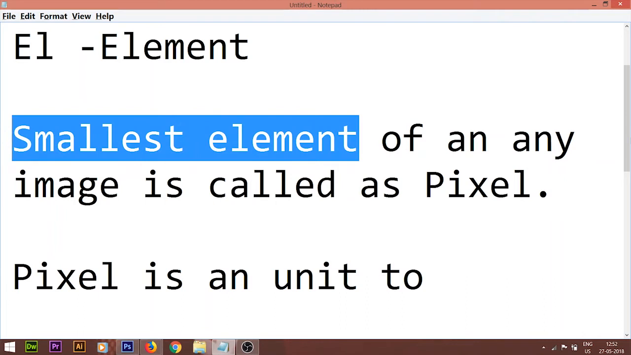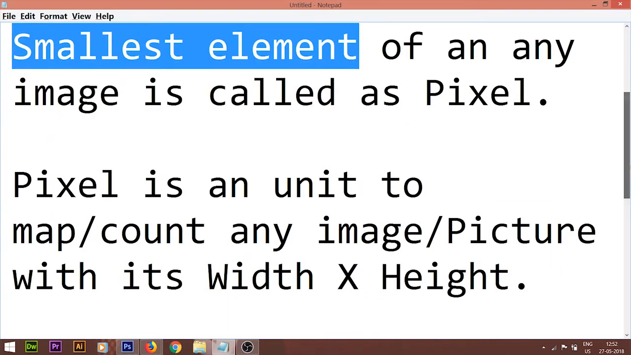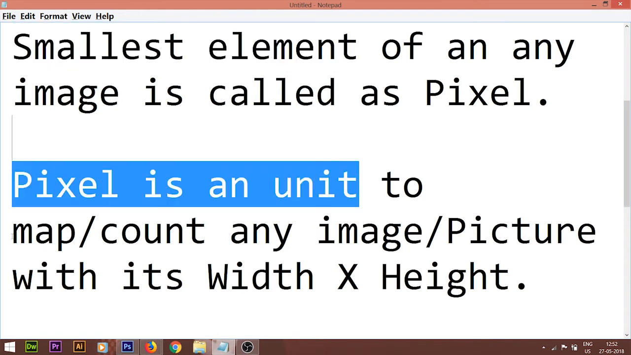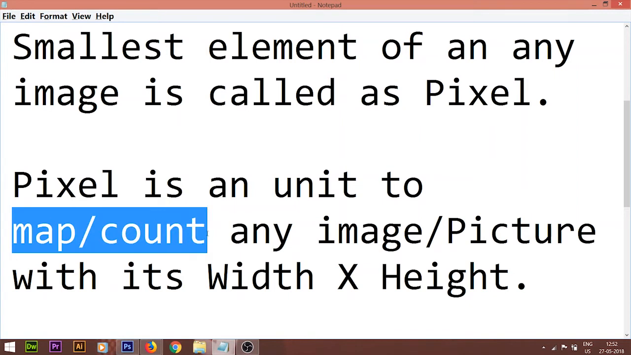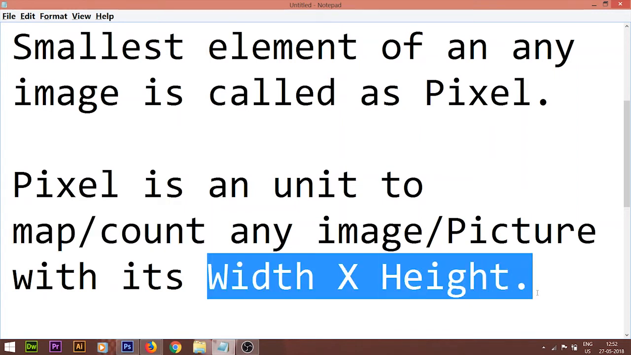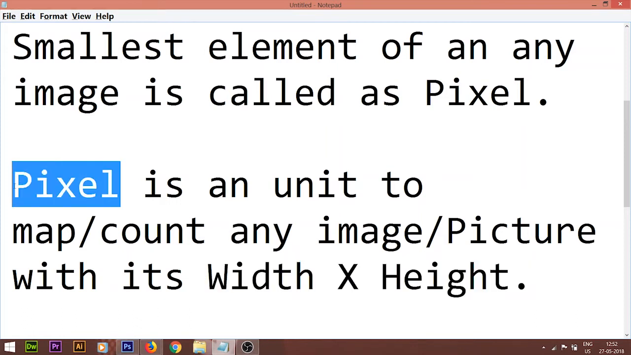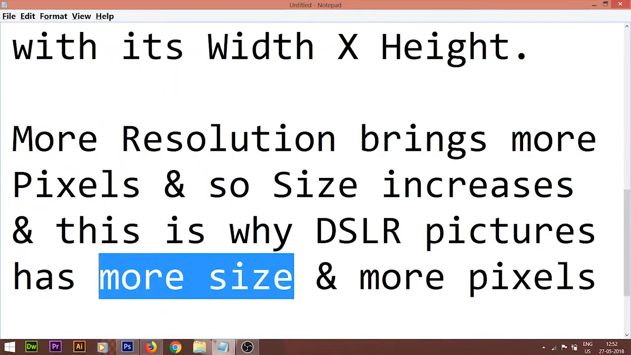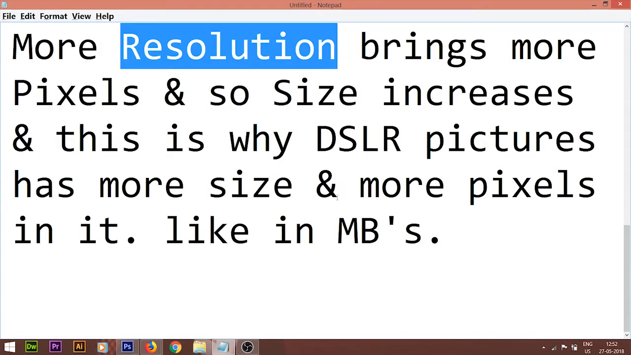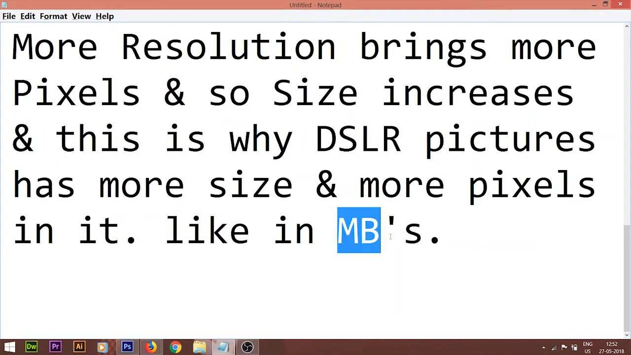Pixel is a unit to count or map any image or picture with its width and height. Every picture has some width and height, so how can we count? The pixel is the unit to count any image. One more thing: more resolution brings more pixels, which brings more size, and ultimately the size of DSLR images comes in MBs, megabytes.